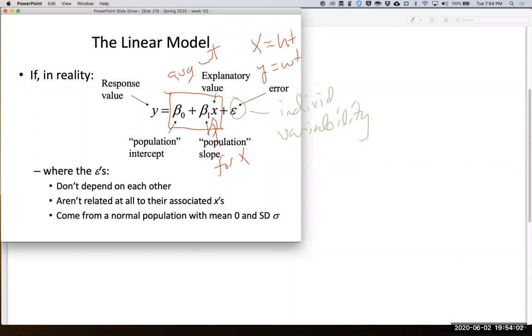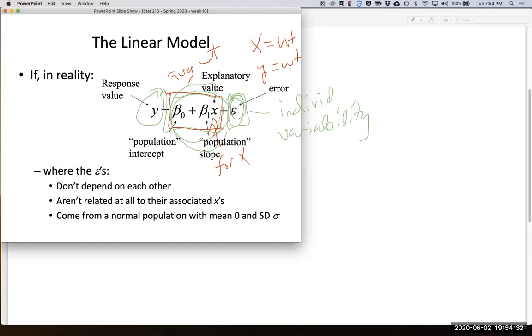There is an average weight of people who are 5'9", but then some people have a positive epsilon. They are heavier than average for 5'9" individuals. Other people have a negative epsilon. They are lighter than average for 5'9" individuals. So conceptually, the actual weight is the average trend plus how far off the trend line each individual is.